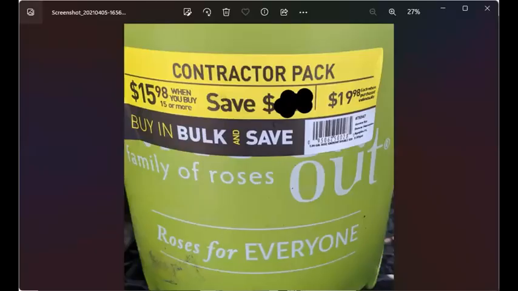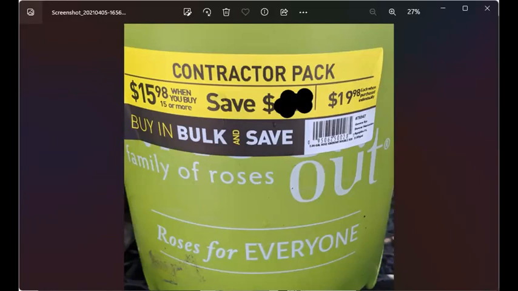So here, we have a contractor pack of knockout rollers. This would be at Lowe's or Home Depot or any big box store. So if we can see, they're $15.98, and we're going to say $16. The $16 a piece when you buy 15 or more. But on this right side, you can see that they're $19.98. Let's just say $20 when you purchase them individually.